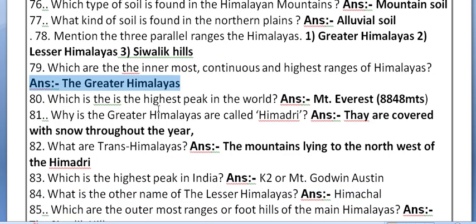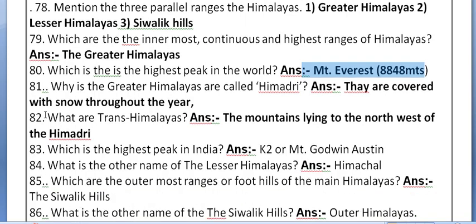Next, which is the highest peak in the world? The answer is Mount Everest with 8,848 meters. The next, why is the Greater Himalayas called Himadri? The answer is they are covered with snow throughout the year.